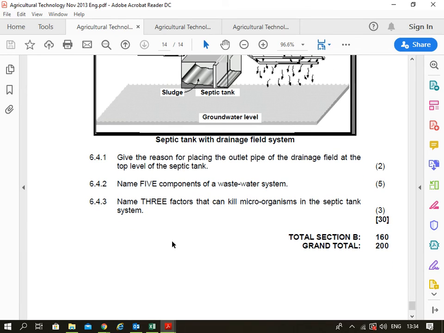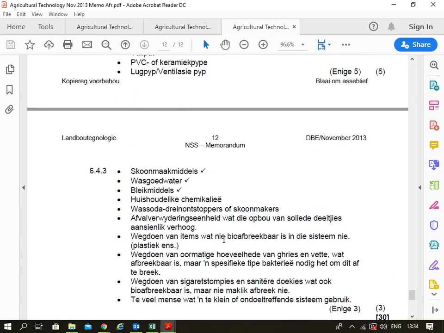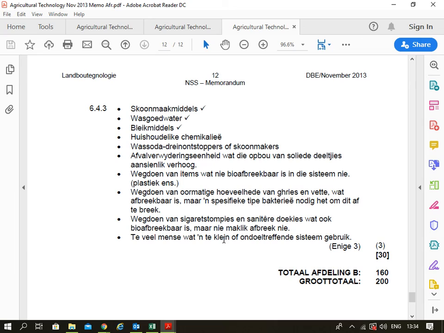Name 3 factors that will kill microorganisms in a septic tank system. 3 faktore wat mikroorganismes sal doodmaak in 'n septic tank. And this can be anything from handy Andy to bleach to a lot of sunlight, water from your washing machine. So daar's 'n hele lys, guys. Anything that has a cleaning solution in it can cause microorganisms to die in a septic tank. And we know that we need microorganisms to break down all the sewage in that septic tank. Otherwise, we have to pump it out. And if you're on a farm, you have to pay somebody to do it, which will cost you a lot of money.